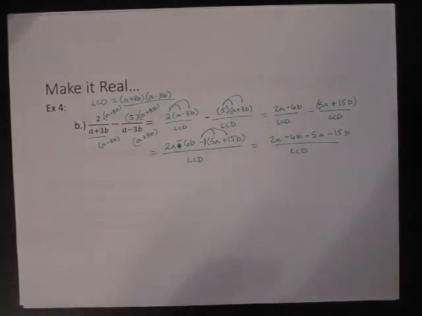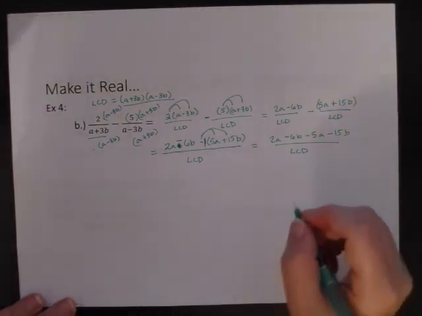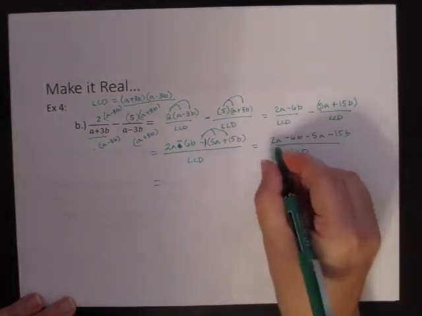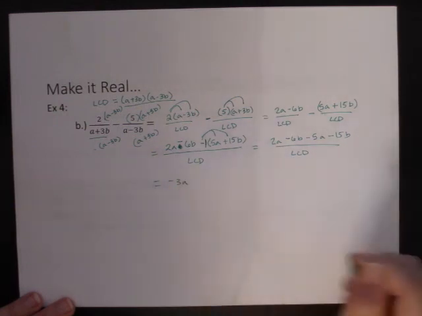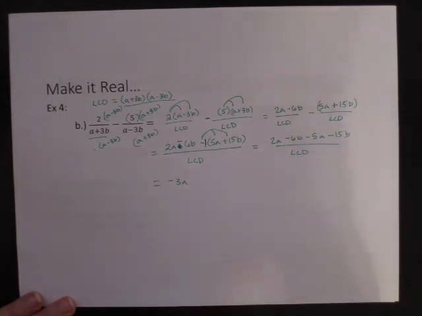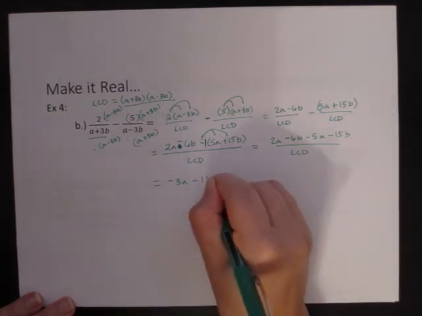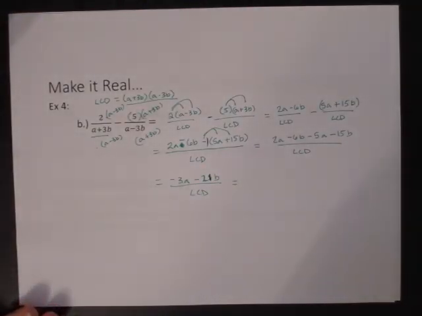Okay? Now we gotta combine our like terms. So when we combine our like terms, what's gonna end up happening is I've got 2a minus 5a, so that's gonna be -3a. Then I've got -6b minus 15b, so that's going to be minus 21b over LCD.